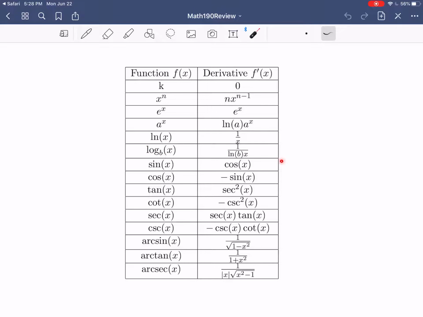Now we're going to turn our attention to 6 trigonometric derivatives.